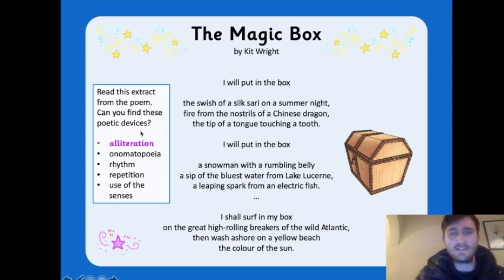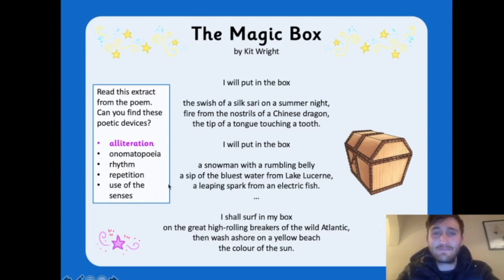Now firstly, what is alliteration? Or what is onomatopoeia? What is rhythm? What is repetition? What is the use of senses? Pause the video and think if you recognise any of these words on the left hand side.